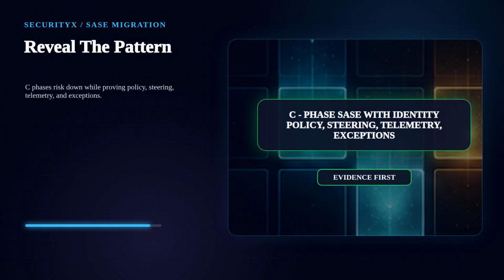The strongest answer is C, phase SASE around identity-aware policy, traffic steering, the right control stack, telemetry, and governed exceptions. The wrong answers are to scale the old perimeter, centralize every flow, or remove controls before coverage is proven.